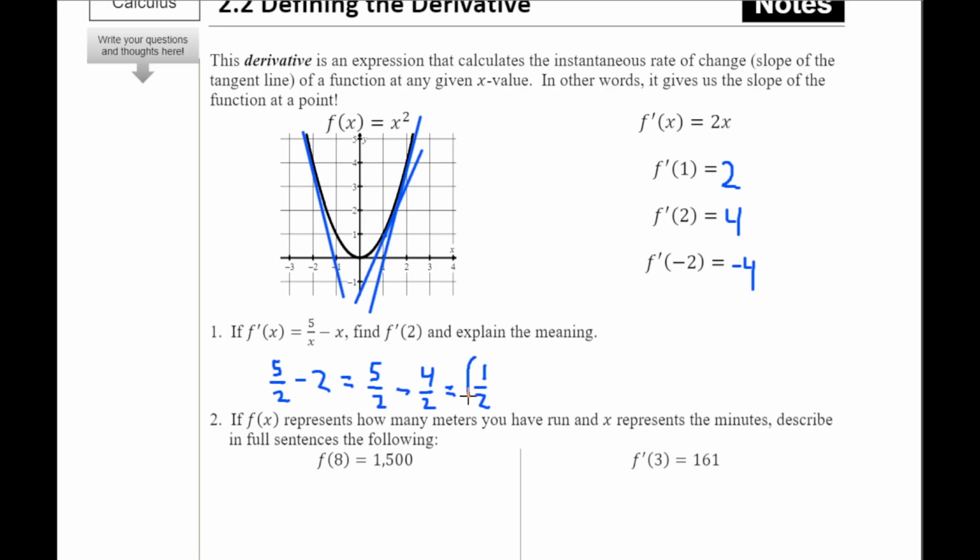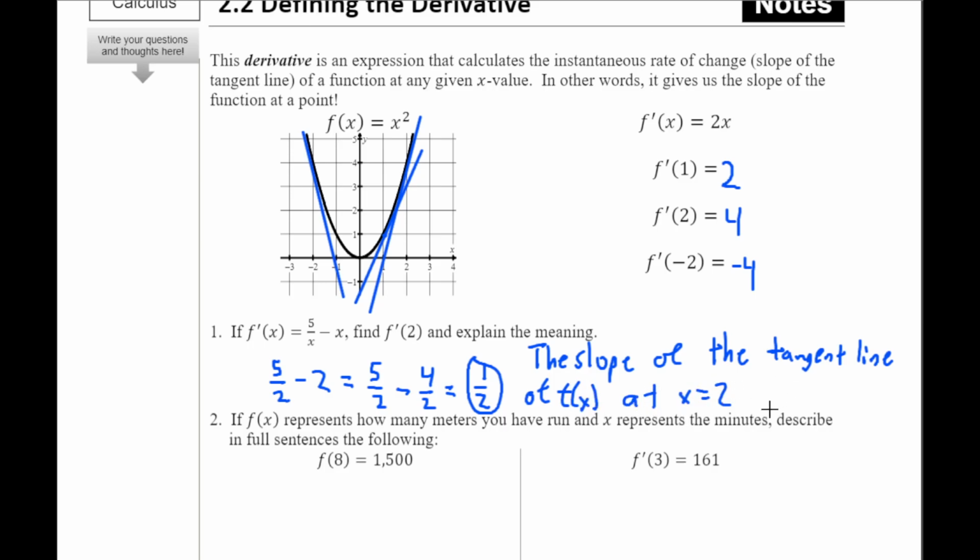So this value means the slope of the tangent line of f of x at x is equal to 2 is 1/2. That is the meaning. Again, the derivative tells you the slope of the tangent line of the original function at the point.